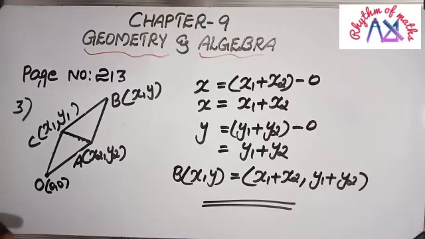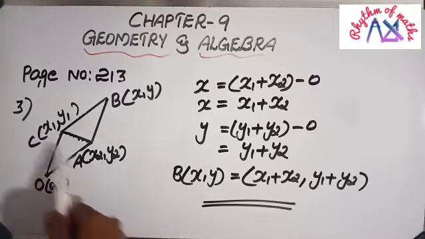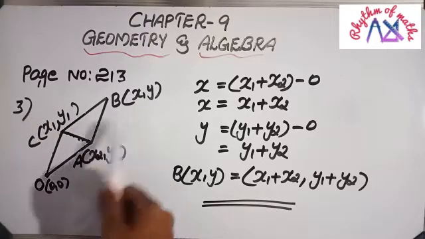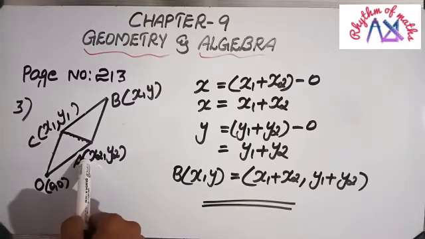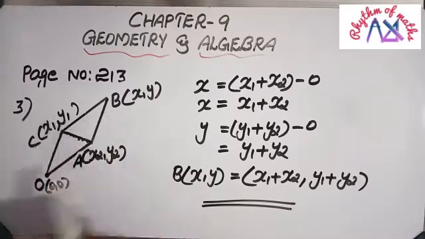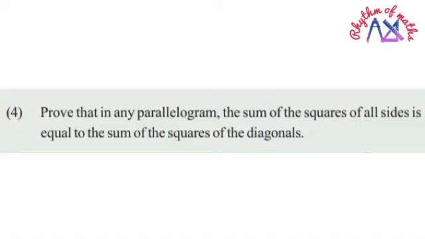Very easy chapter. This is the third one's answer because one coordinate, the corner point, is the origin. Then we can directly find the x coordinate and y coordinate just by adding the x coordinates and y coordinates of the diagonal points, if one coordinate is the origin. Next is question number 4.